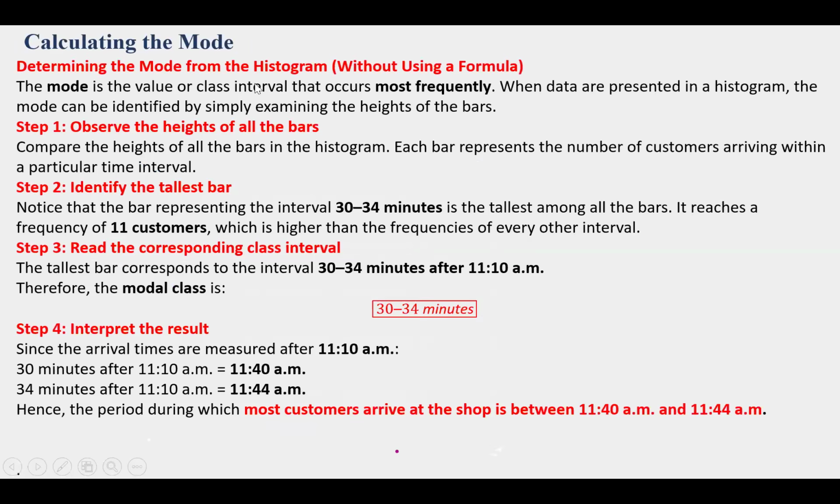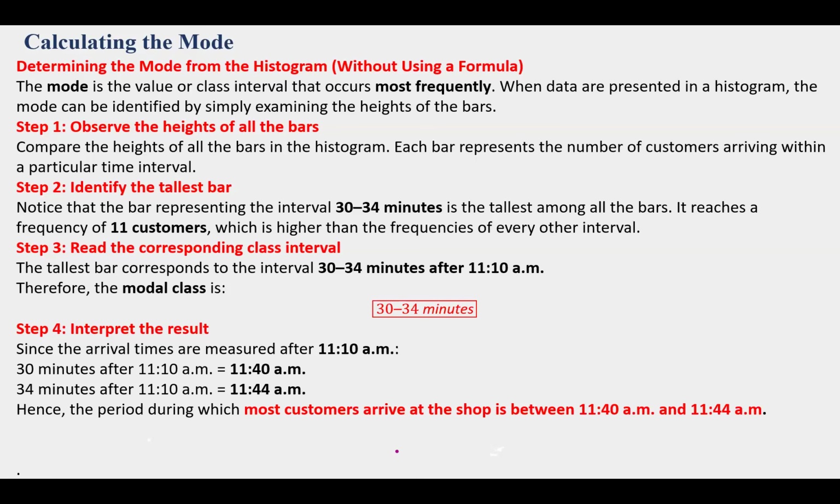So the mode is the value or class interval that occurs most frequently. When data are presented in a histogram, the mode can be identified by simply examining the height of the bars, which we're going to look at. So the first step is to identify the height of the bars. You're going to compare the height of all the bars. Keep in mind the histogram is drawn as a bar graph without spaces in the middle, which I'm going to show you in the slide ahead.